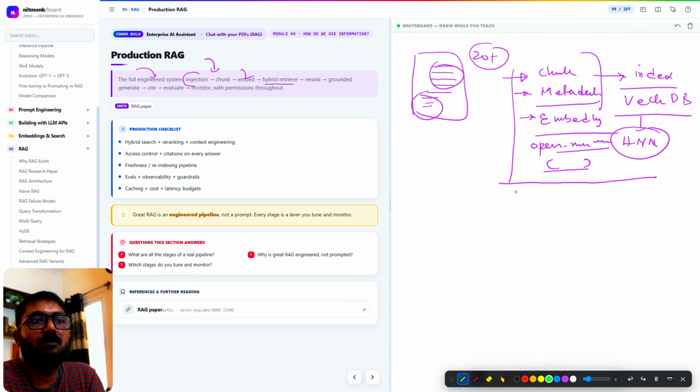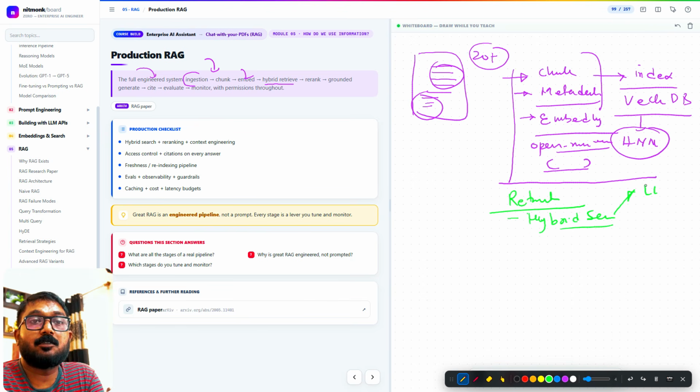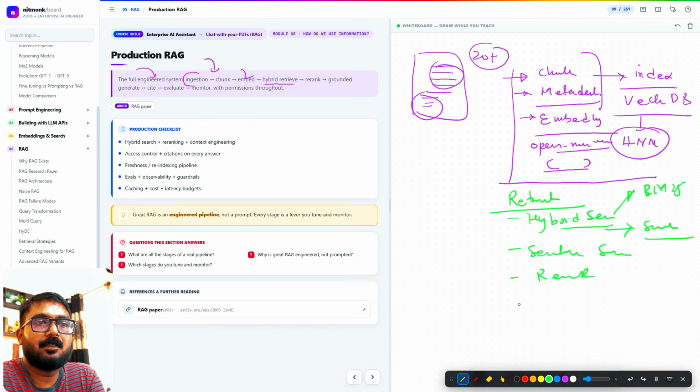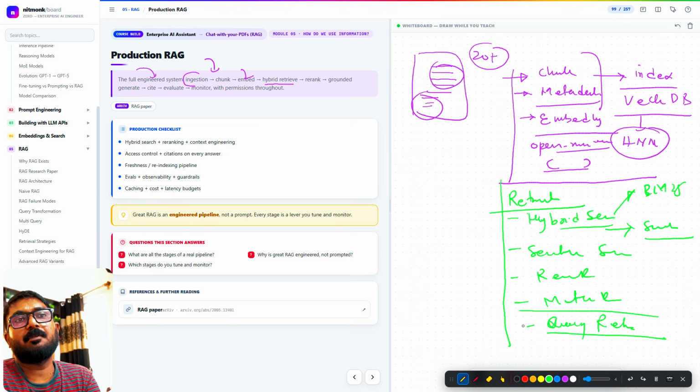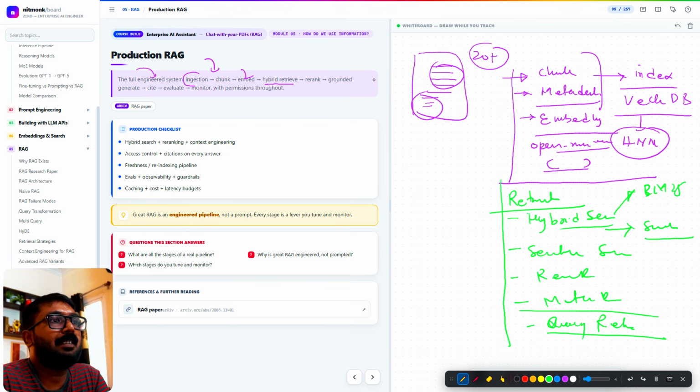Then we try to retrieve it. That R is retrieve. You try to get the data with, let's say, hybrid search, BM25, and then you do semantic search. You do semantic similarity, you do reranking, you do metadata filtering, and there are other ways like query rewriting. Whatever you do while applying the retrieval comes under the retrieval mechanism, and then you re-rank it.